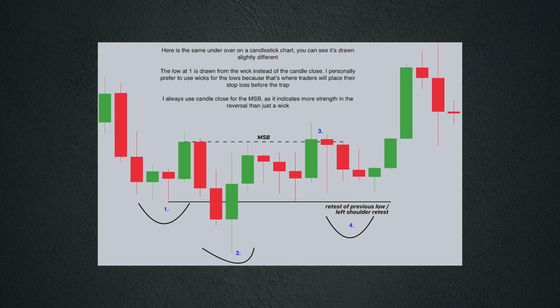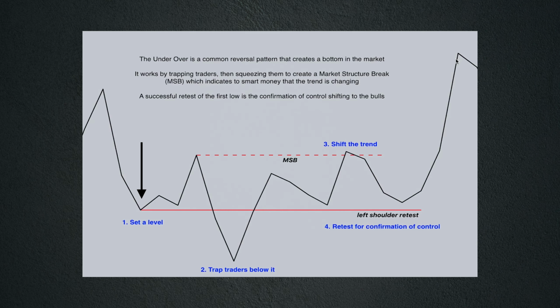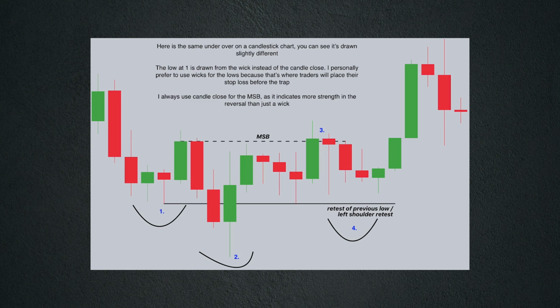Here's the exact same under over, but it's on a candlestick chart. And you will see it's slightly different, and this is important. So the low, or number 1, is drawn from the wick instead of the candle close. So previously it was the candle close, now it's drawn from the wick. Now I personally prefer to use wicks for the lows because the whole point of number 2 is to trap traders. If you're going to trap traders, you want to do it below where their stop losses will be.